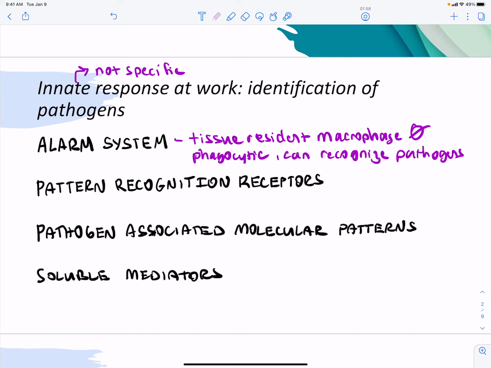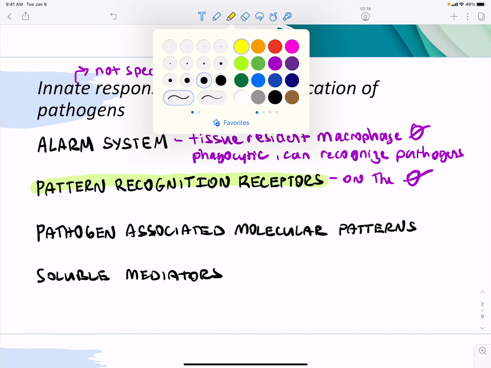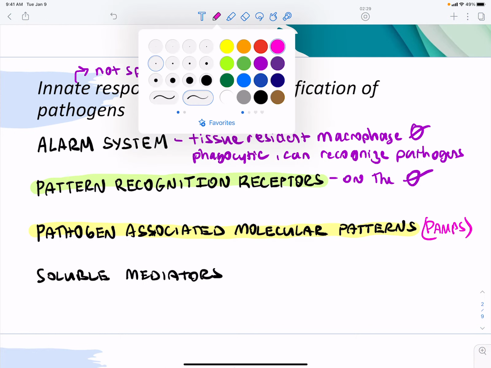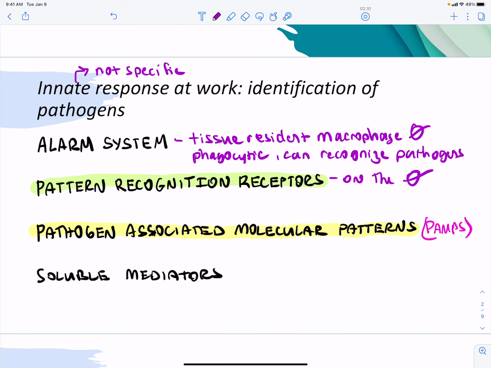The way the macrophage does this is it uses what are called pathogen recognition receptors. So pathogen recognition receptors are on the macrophage. And these receptors are going to identify pathogens via what we call their pathogen-associated molecular patterns. These are also referred to as PAMPs. Now, some pattern recognition receptors are, for example, our toll-like receptors.